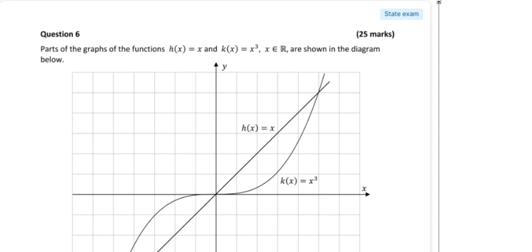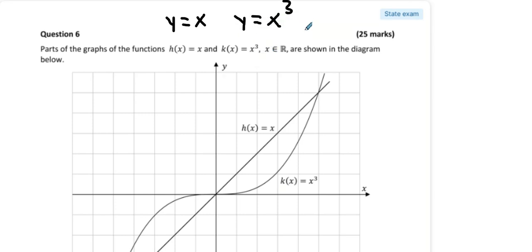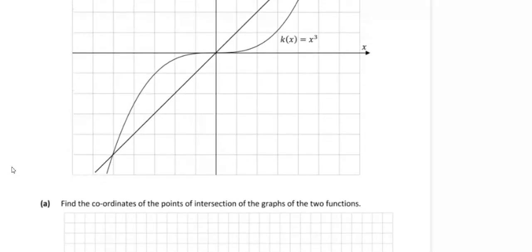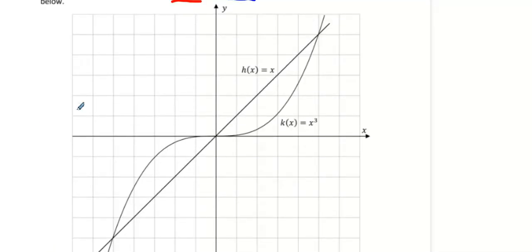There's two functions. There's h of x, which is the line y equals x, and then there's the k of x function, which is y equals x cubed. H of x is the straight line, so the red one's the straight line, and the blue one is the curve. All agreed? So what we're going to do next is we're going to try and find out the points of intersection. Well, we want to find out this blue one here.